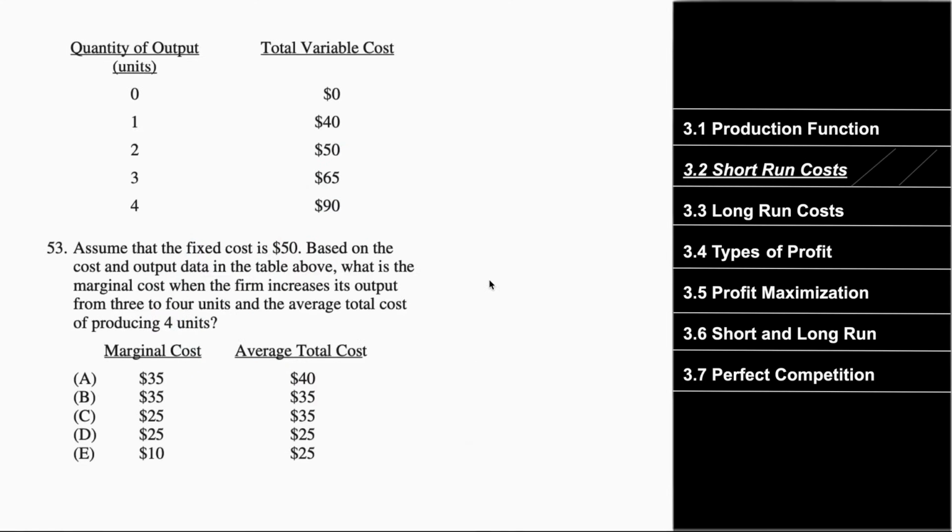AP question for you. Assume that the fixed cost is $50. Based on the cost and output data in the table above, what is the marginal cost when the firm increases its output from 3 to 4 units, and the average total cost of producing 4 units? So I'll give you a few seconds. Pause the video.